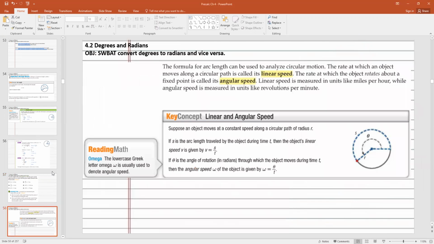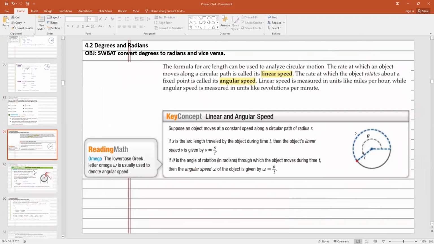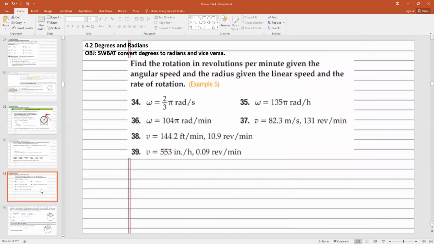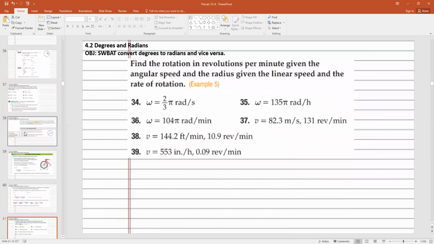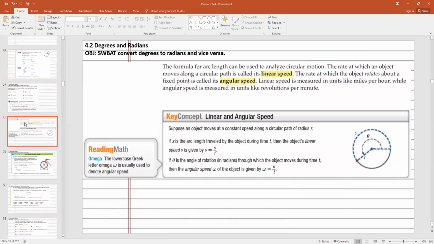All right, so here, I'm not sure if I'm going to give you any problems on this one. I don't. Okay, but I do want to talk about it just quickly. I'm not going to give you any problems on this, but this is something that you're going to see in physics. If you take physics later on, they'll talk about angular speed, they'll talk about linear speed.